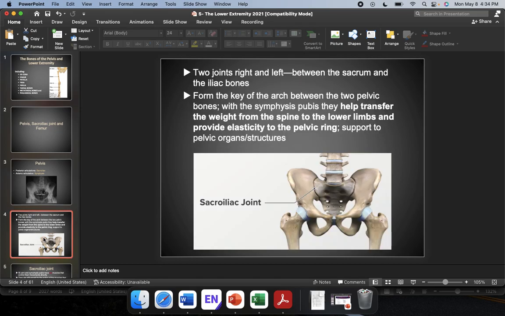So the sacroiliac joint is the place where all of the weight of the upper body is going to be transferred into the lower extremities. So all of the weight here is going to meet and start to flush into the lower extremities. So we're going to have two joints, one on the left and one on the right, and as the sacrum comes and slides in here, it's going to fit in like a keystone into this pelvis.